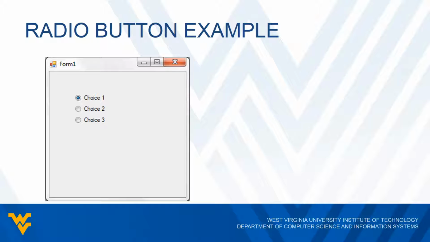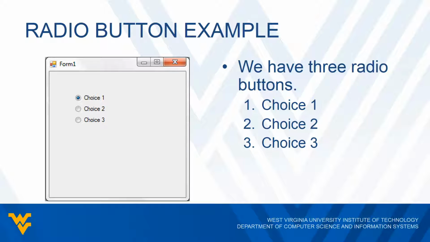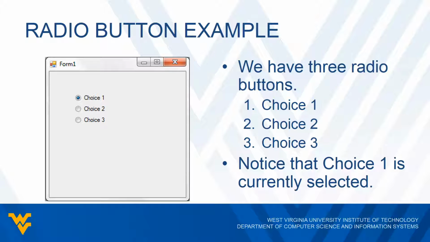Here's an example of a group with radio buttons. In fact, we have 3 different radio buttons in this group. We have one button that's called Choice 1, another called Choice 2, and the other is called Choice 3. And in this example, notice that Choice 1 is currently selected. We can tell which button is selected because there's the little blue circle inside the option.